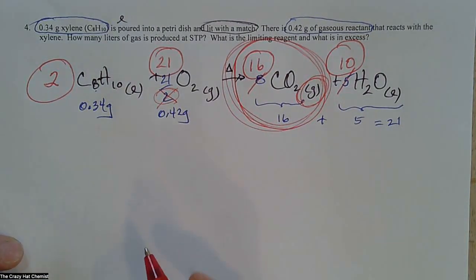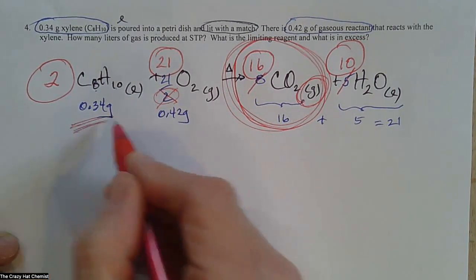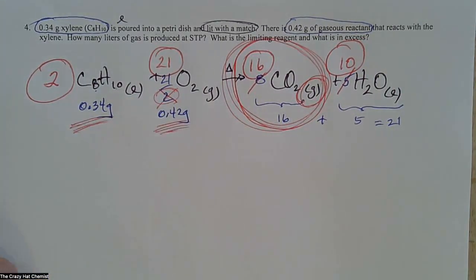Notice that this is a limiting reagent problem. And how do I know that? I have a number for both reactants. That identifies this as a limiting reagent problem. Okay, so now we are going to work on doing the math associated with this because this has just a little bit more steps than if it were not a limiting reagent problem.